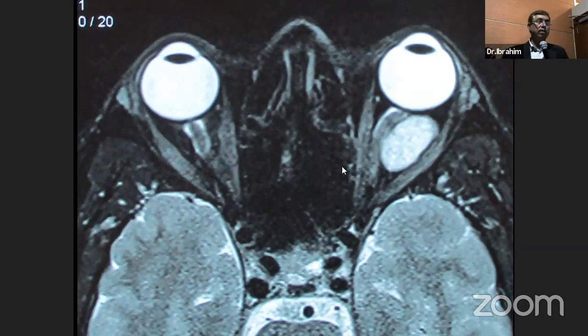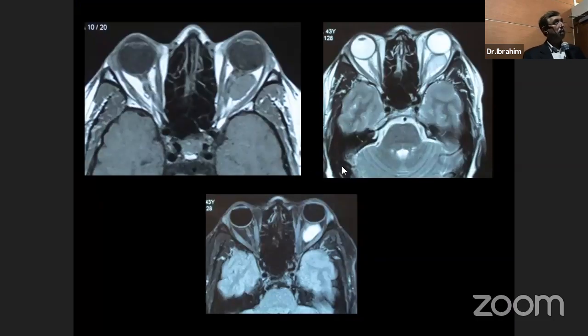The most drastic complication for this surgery is blindness. Imagine you do surgery for this patient and you get him blind. It's a disaster. And you get him blind simply because you don't know anatomy and you have not been well trained. So that's the tumor.